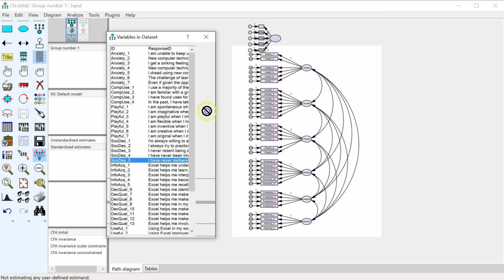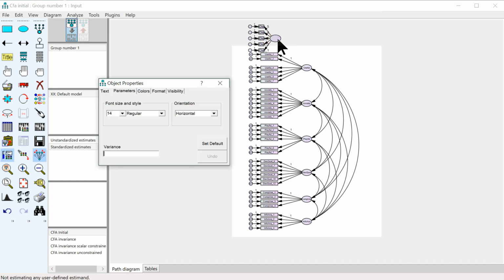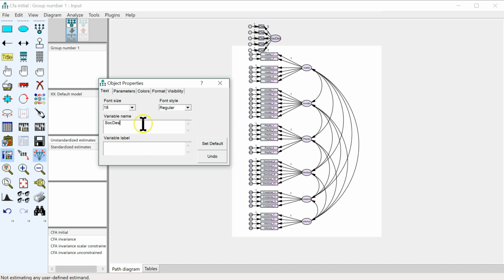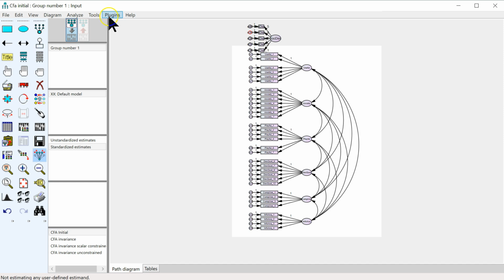And 5. Okay, let's name this social desirability. Not variance. Text. Social desirability. And let's name the unobserved, all those errors. And let's create a common latent factor.